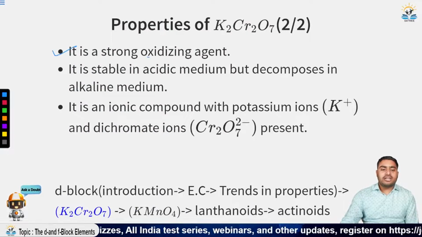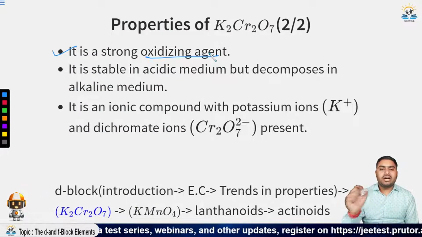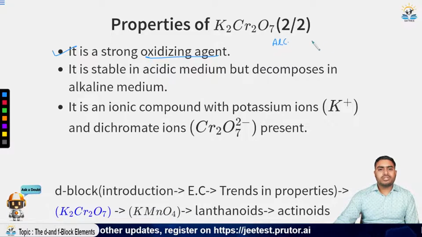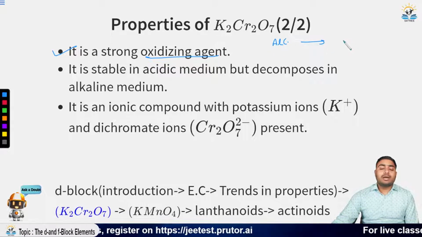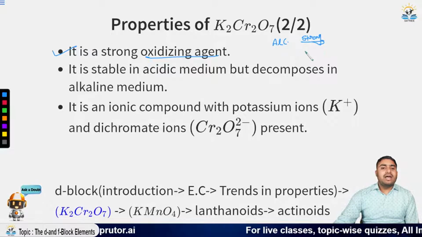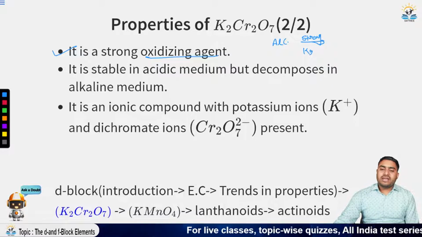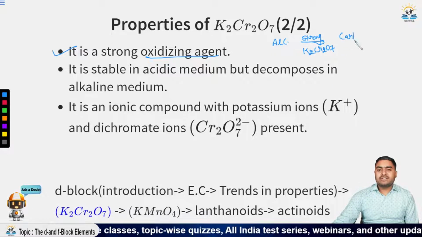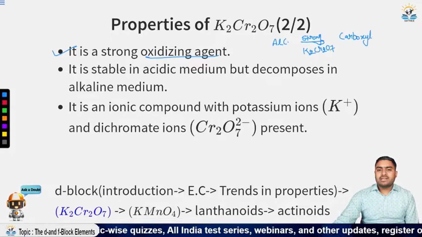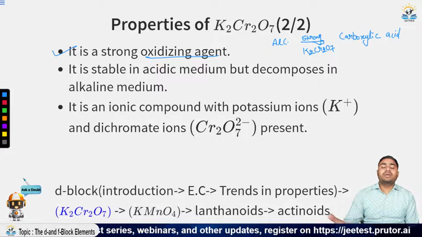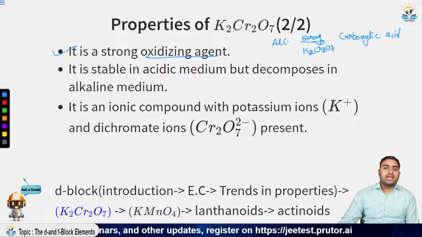It is a strong oxidizing agent. In many organic reactions we have to use potassium dichromate. Suppose you want to convert alcohols to carboxylic acids, you can use a strong oxidizing agent, which is acidified K2Cr2O7, acidified potassium dichromate, and you will get carboxylic acids. If you want to convert methanol to methanoic acid, ethanol to ethanoic acid, like this.